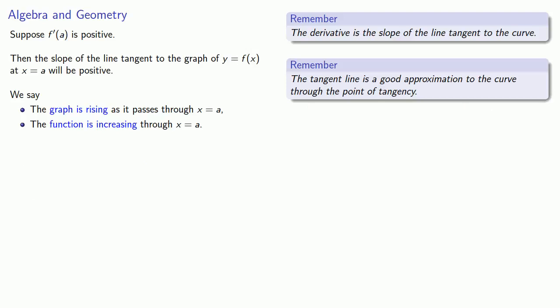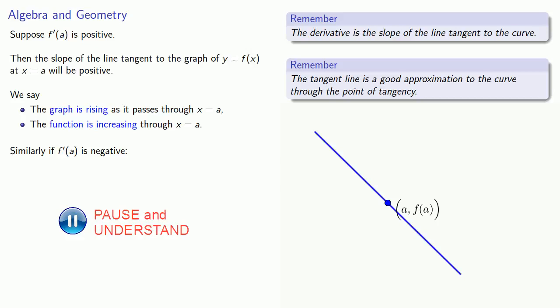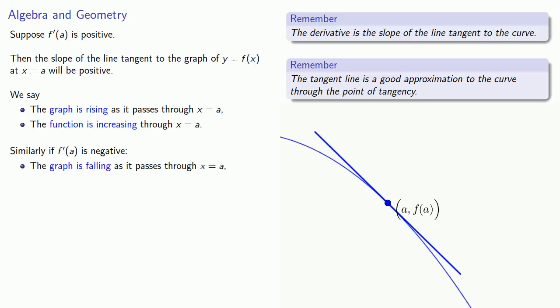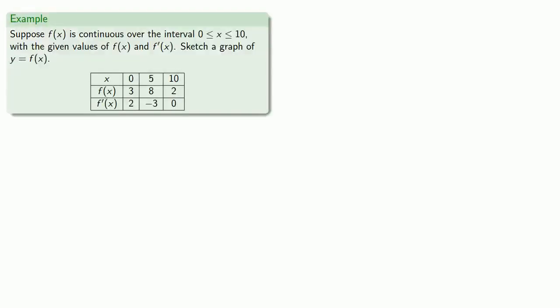By a similar argument, if f prime of a is negative, then the slope of the line tangent to the graph of y equals f of x at x equals a will be negative and will look like this. And because the tangent line is a good approximation to the curve, then we know that the curve looks like, not this, but maybe this. And so we can say the graph is falling as it passes through x equals a, or we could say that the function is decreasing through x equals a. This means that the derivative gives us a lot of information about what the graph of a function looks like.